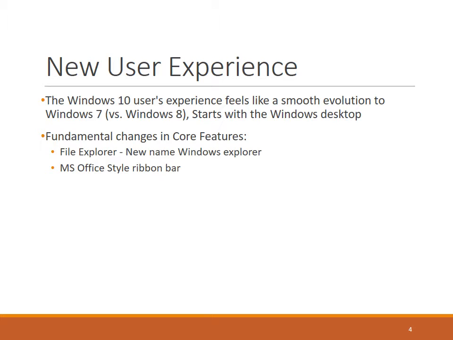changes in the core features to the user interface experience are the File Explorer, which has been renamed from Windows Explorer, and the Microsoft Office style ribbon bar included into the File Explorer. It's a very seamless transition if you've used any of the newer versions of Microsoft Office. The new Start menu feels a lot like if you had taken the Windows 7 Start menu and smashed it together with the Windows 8 Metro user interface. And it creates a much more clean and user-friendly interface than Windows 8.